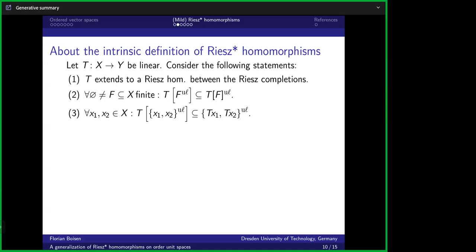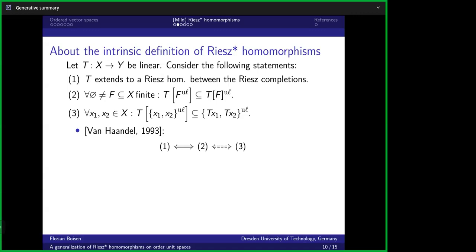This is weird, not easy to understand, but turns out this describes this Riesz star homomorphism. And then we also consider the same statement where the same inclusion is true, but for sets with at most 2 elements. Now, it seems like that 2 and 3 should be equivalent by some standard induction. And indeed, Van Haandel, who introduced these Riesz star homomorphisms, thought the same. And he showed that all of these 3 statements are equivalent.